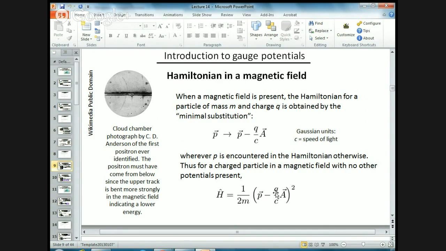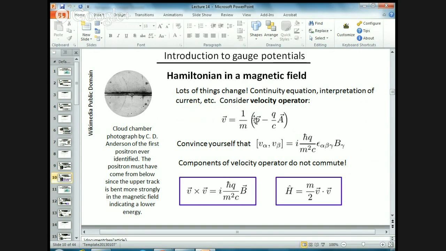This has amazing consequences. Lots of things change. So first of all, let's consider the velocity operator. You can convince yourself that the velocity is just the derivative of the Hamiltonian, classically the derivative of the Hamiltonian with respect to the momentum. And so now the velocity contains the momentum and the vector potential that you chose, which is totally arbitrary. I mean, how can that be? How can that possibly be? Well, if you think about the momentum operator as a gradient, you can see how that works out.